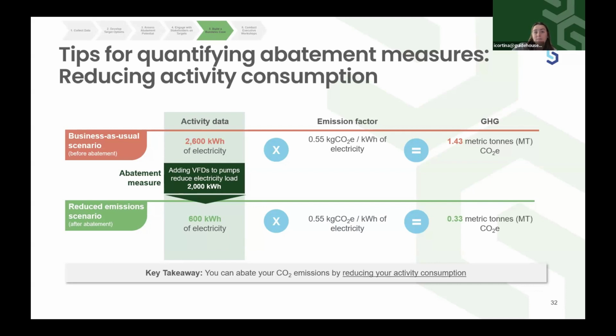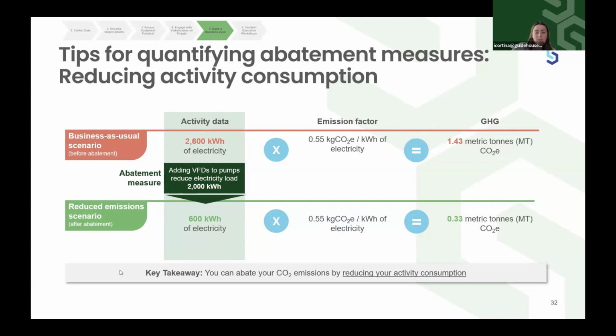1.43 metric tons. So you really can abate your emissions by reducing your activity consumption. And this also saves you greatly in costs because you're using much less electricity. This is an example of how reducing your consumption can reduce your emissions.